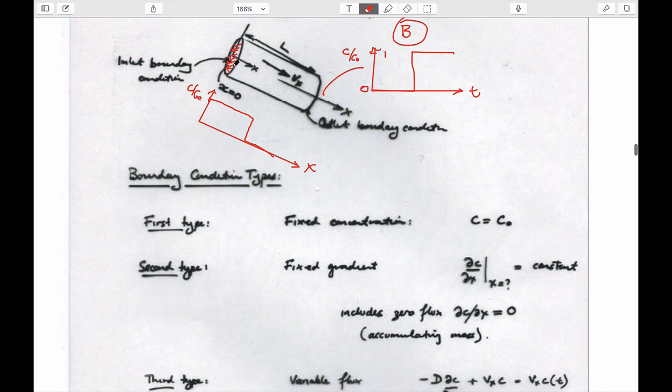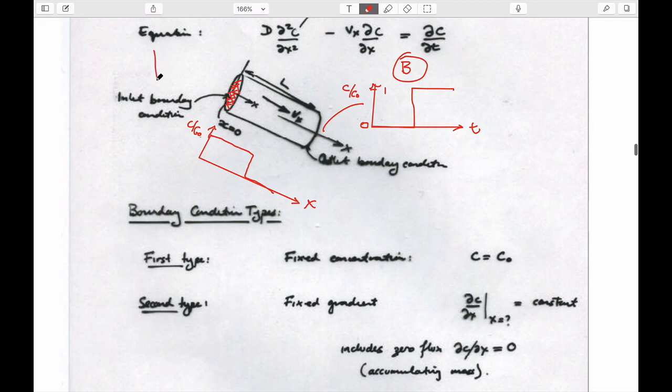The one we've applied has always been that we turn on the concentration upstream, and I guess we've drawn that, and I'll draw it again. The concentration gets turned on at time 0. This is time. So the one that we've looked at before is this one here, the so-called first type boundary condition.